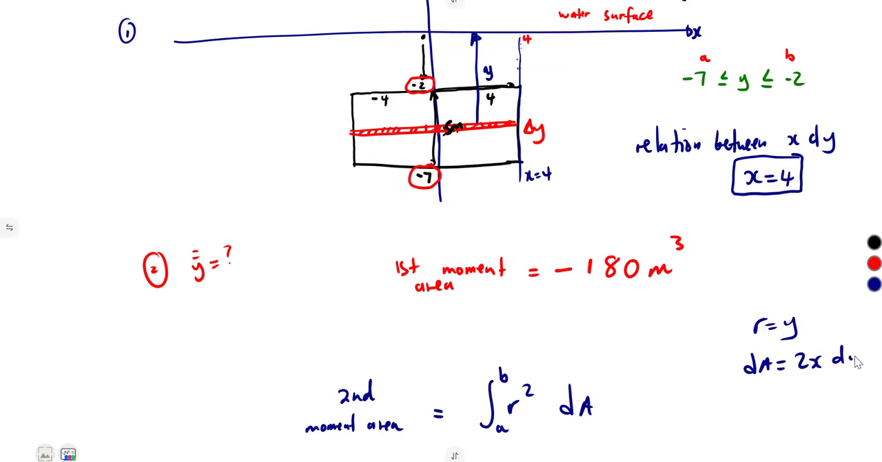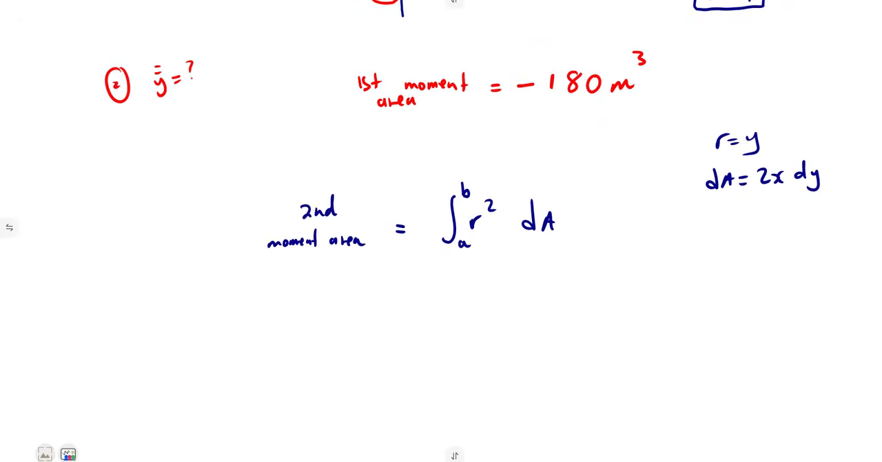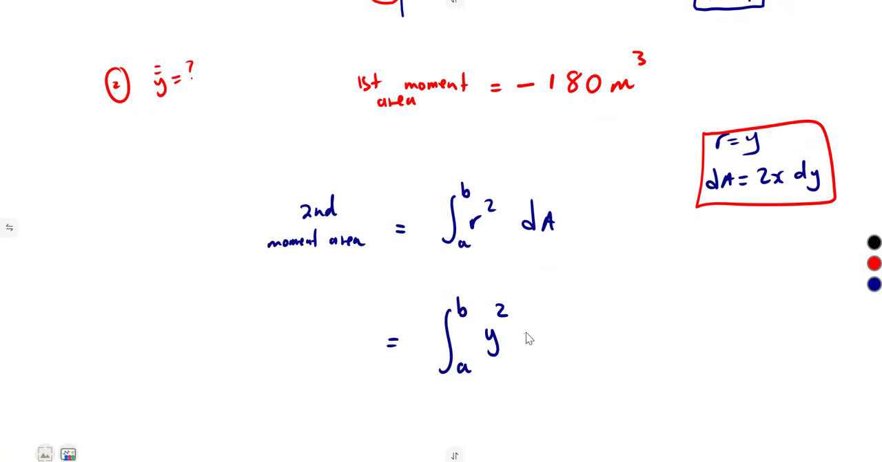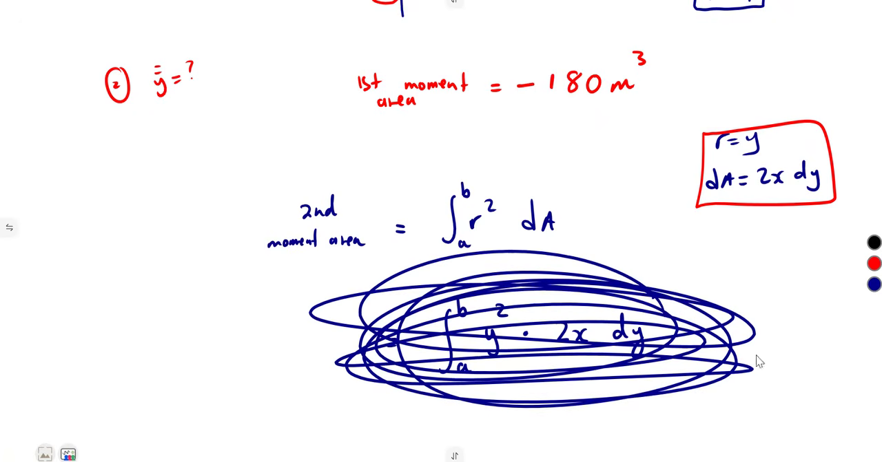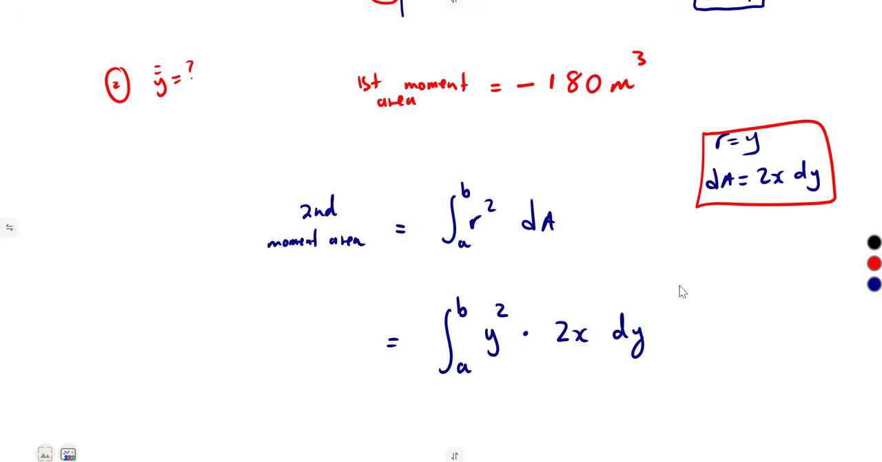2x dy. So we substitute this into the integral and we are done. Let us have this: it's going to be from A to B. Our R, remember, is y, so it's going to be y squared. Our dA we substitute, which is 2x dy. This is the original formula that you're always going to use to determine the second moment of area, where our x is supposed to be in terms of y, as we explained.